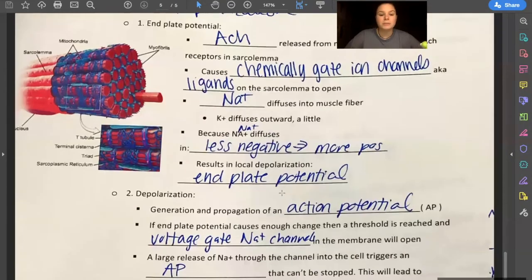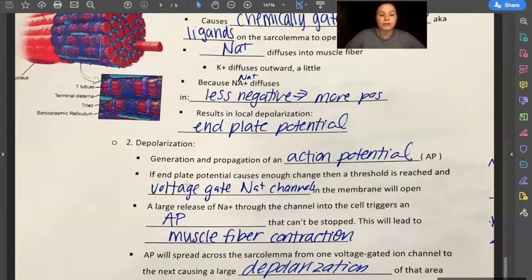All right, so then we have depolarization, where you have a generation and a propagation of an AP, an action potential. If the end plate potential causes enough change, so if there's enough going on, then we'll reach the voltage gated sodium channels' threshold, which will open. So if we reach the threshold, we end up opening that channel.